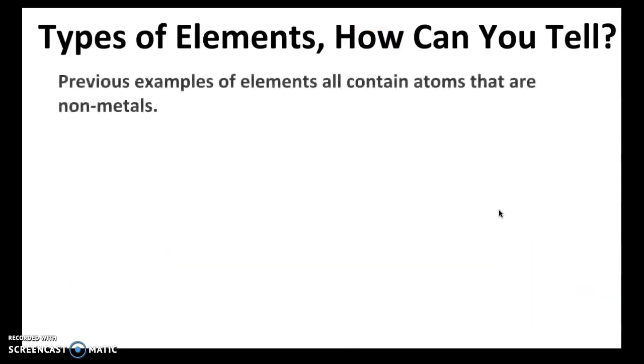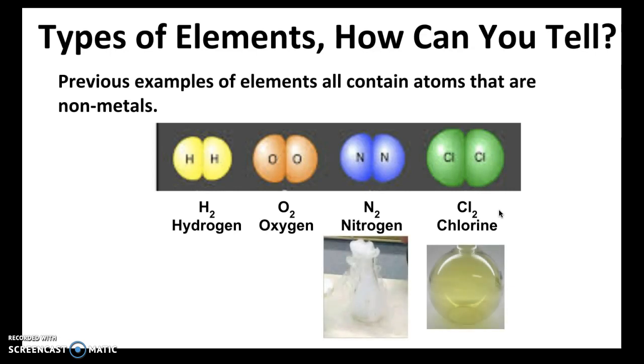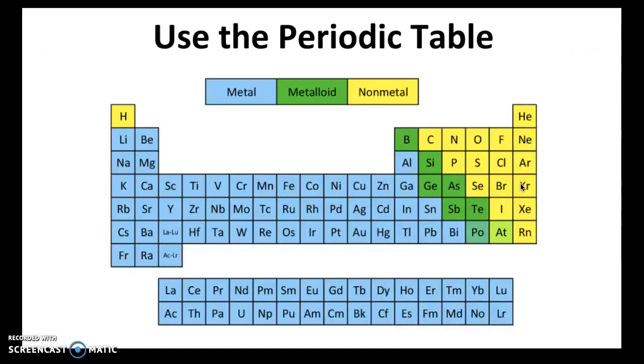Okay, so now how can you tell if you have a metal, nonmetal, or metalloid? In the previous example, all of the elements contain atoms that are nonmetals. But how can we tell from just looking at that? Especially if we weren't also given the samples: for nitrogen and chlorine, we can see from the samples that these definitely cannot be metals or metalloids, right? Because they're not solid. But if we just had the chemical formula or the models, how could we tell? And for that, we're going to use the periodic table.